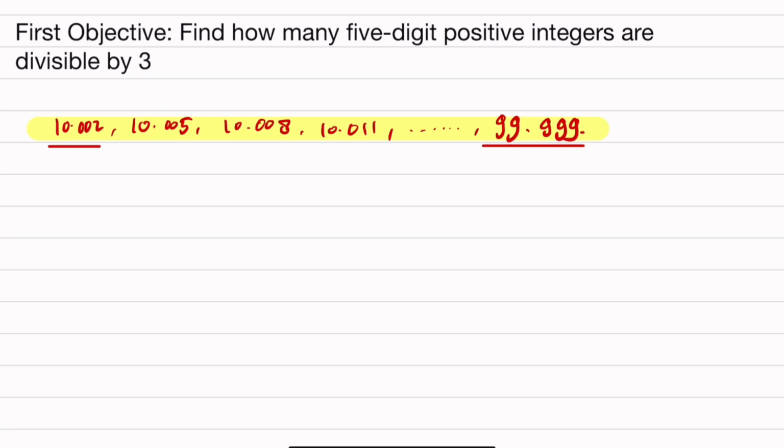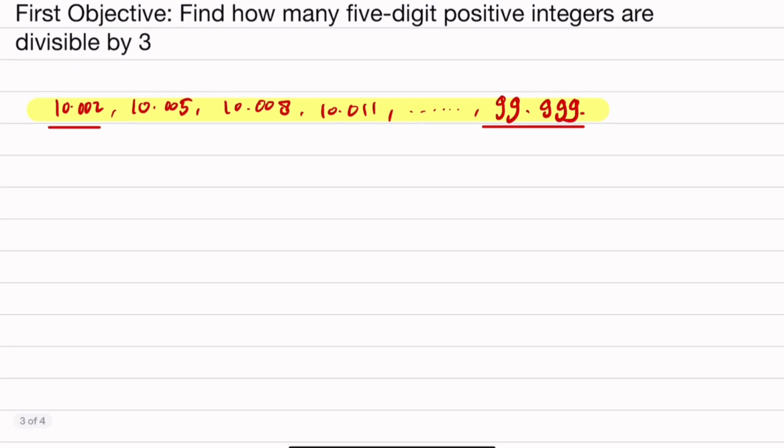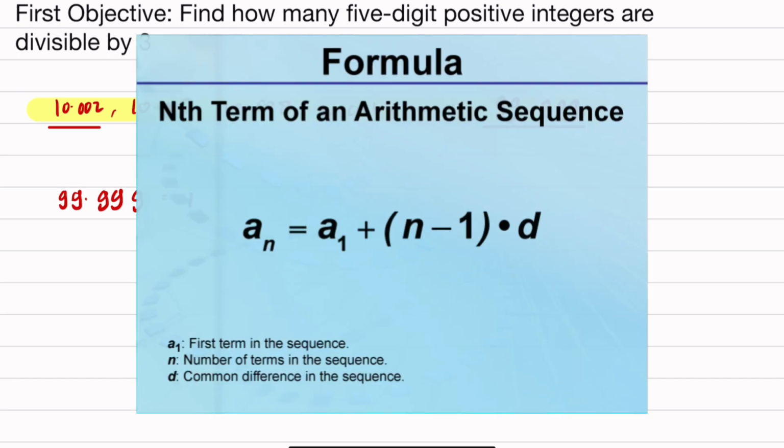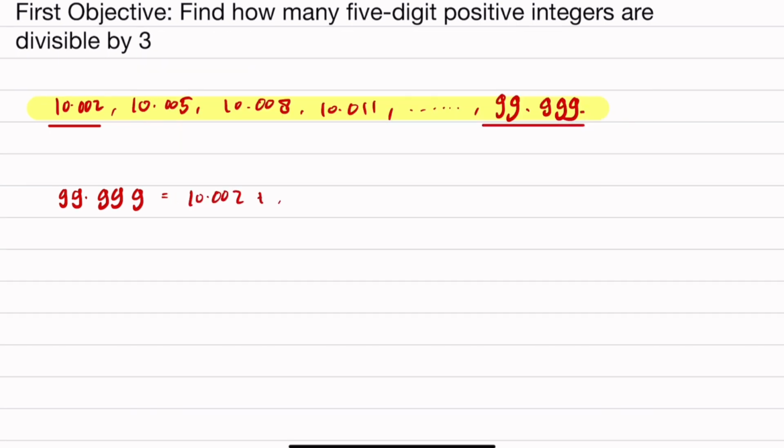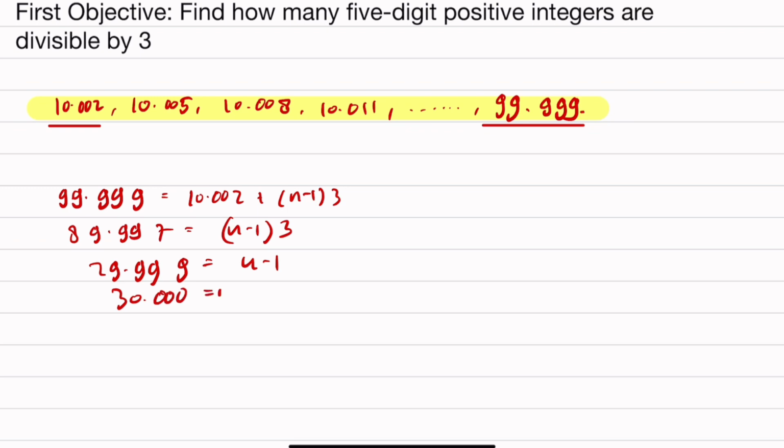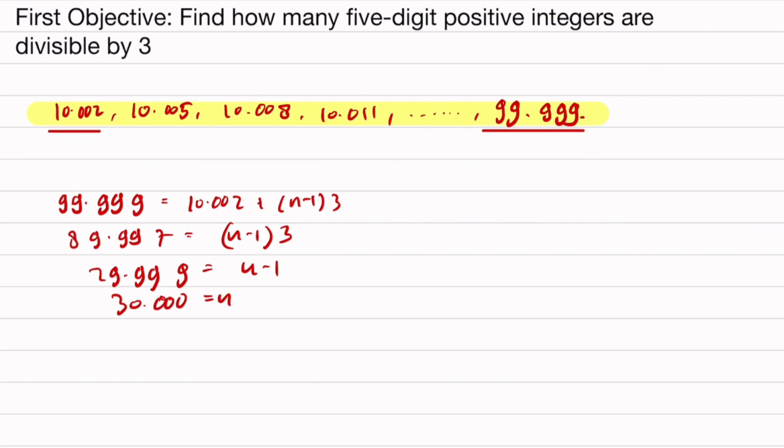Now we want to find how many of these numbers there are. So let's use the well-known arithmetic sequence formula, this one. And you will get that n is 30,000. Okay, now the first objective is completely finished.